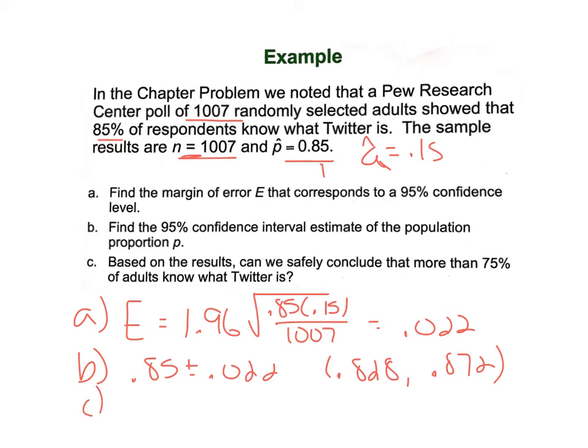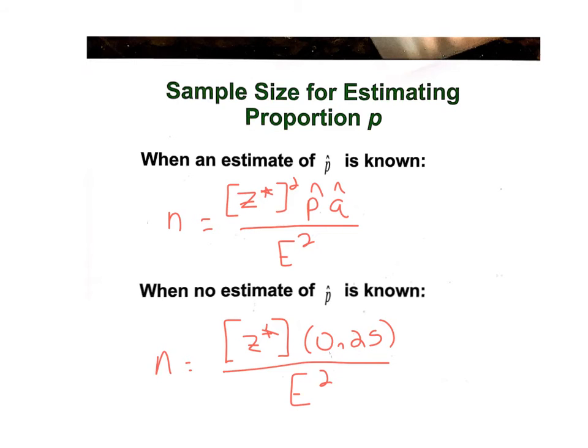And then part C, based on the results, can we safely conclude that more than 75% of adults know what Twitter is? Yes, we can, because I am 95% confident that the true population proportion P is between 83 and 87%. So I'm pretty sure I can conclude pretty safely that more than 75% of adults do know what Twitter is.